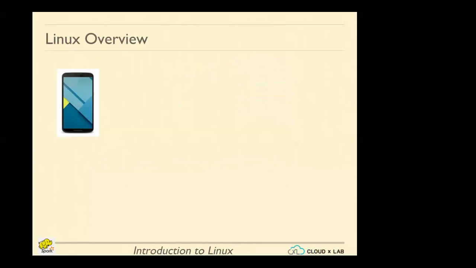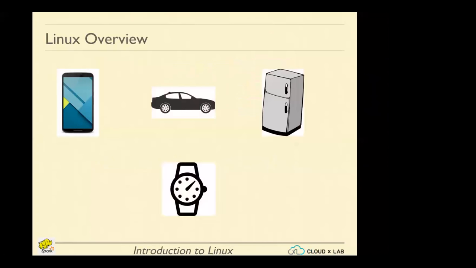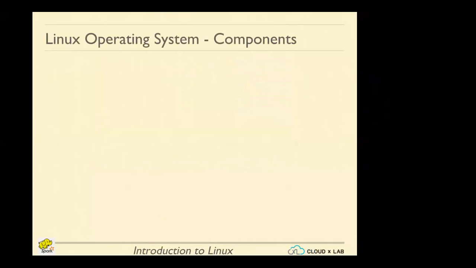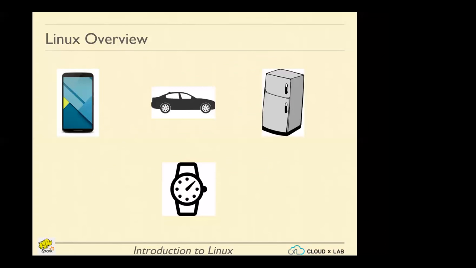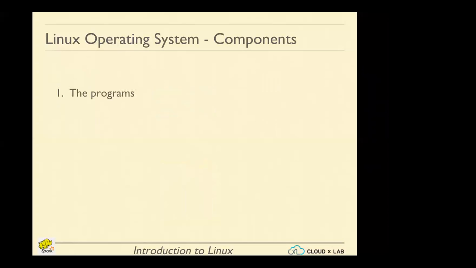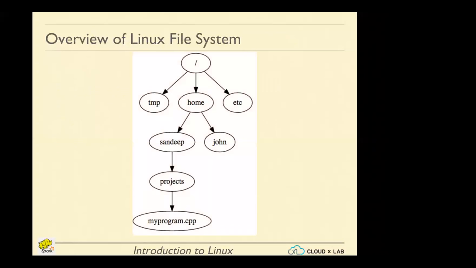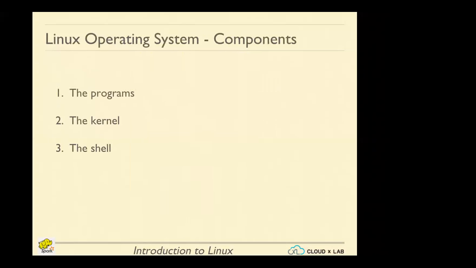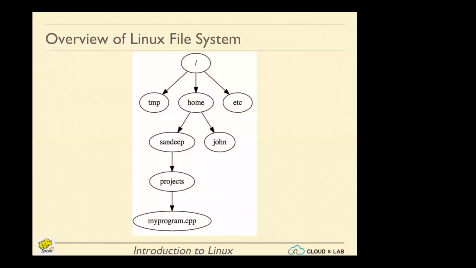Linux is everywhere. Linux is in your car, in your mobile phone. Android is nothing but Linux, in the fridge, and in your watch. So Linux is everywhere. Linux is a very powerful operating system, and it is really, really tiny, and it can run on all kinds of devices. Okay, so in the Linux operating system, there are three components: programs, kernel, and shell. And in Linux, everything is a file system.